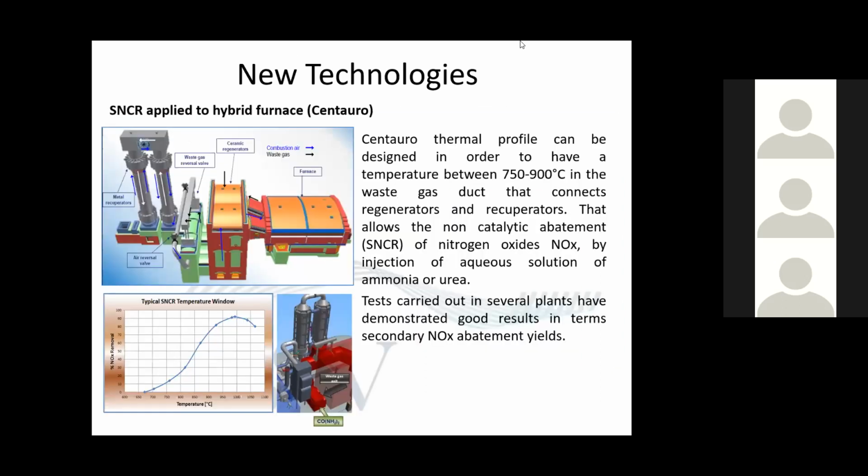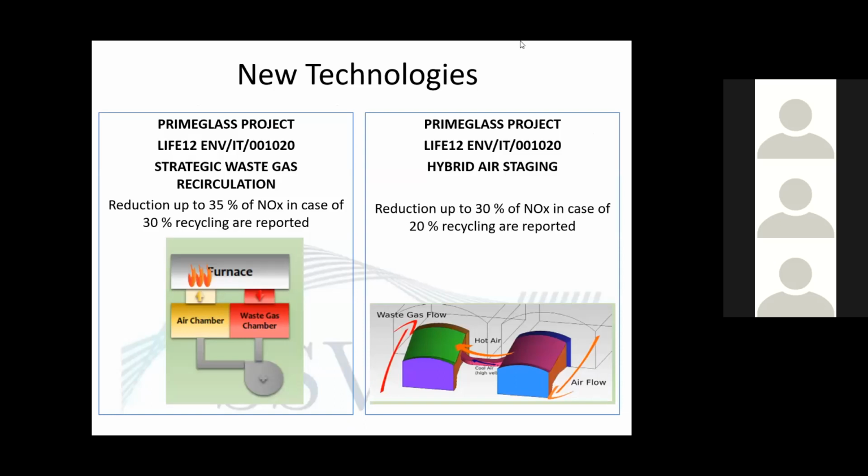This is the Centauro furnace made by Stara Glass. It is a hybrid furnace with a regenerative part and a recuperative part. It also has an SNCR technique, a selective non-catalytic reduction for the abatement of NOx, using an aqueous solution of ammonia or urea. And there are some other technologies for NOx reduction, the primary techniques, which are the ones studied in the Prime Glass project, maybe 2 or 3 years ago.